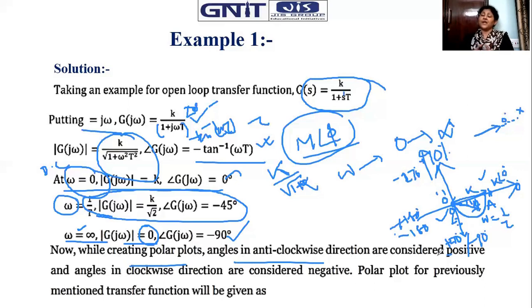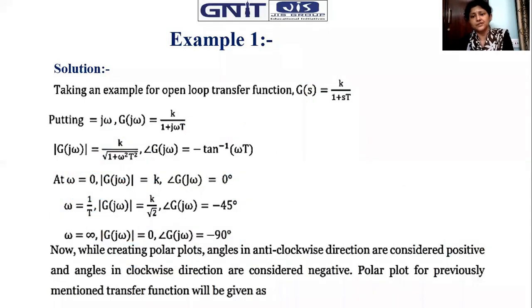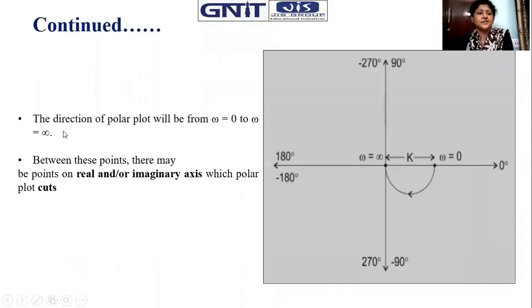While creating a polar plot, angles in the anti-clockwise direction are considered positive. That is the concept of the angle. So anti-clockwise angle is always considered positive and clockwise angle is considered negative. The polar plot for the previously mentioned transfer function will be given in the next slide. See here, the direction of the polar plot starts from omega equals 0 and ends at omega towards infinity. Obviously, that's why it is a directed graph. It moves from the value K with 0 degrees.